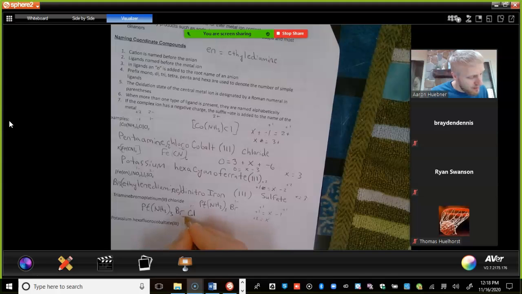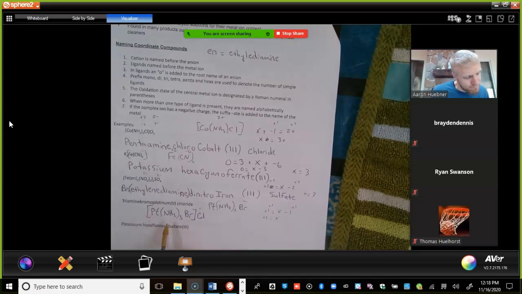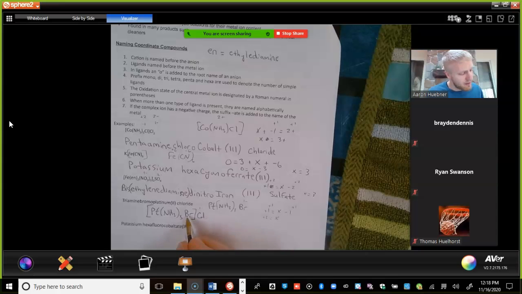I'm going to put this in brackets so that we know that that is the complex ion. If it's not in brackets, then it looks a little... Yeah, you'd need to have it in brackets because you're not sure if this bromine and chlorine... Well, you could figure it out, but it just looks cleaner if it's in brackets. Questions on that one?